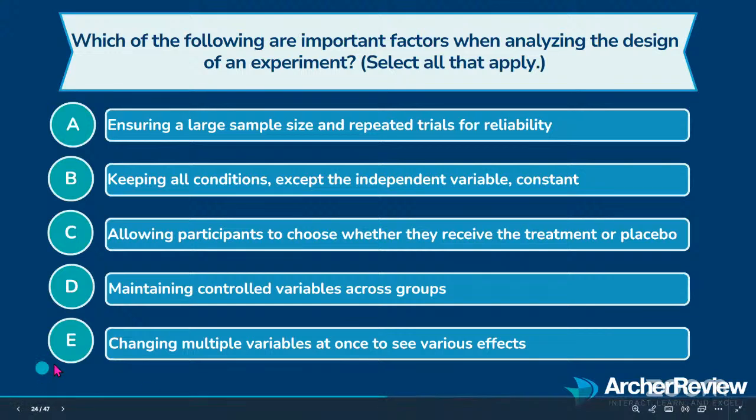All right, and then E, changing multiple variables at once to see various effects. That's just like I've been talking about. If we change more than one variable, we don't know if the outcome is dependent on the medication or the change in diet or the change in exercise or the change in our sleep patterns. And so we have to only change one variable at a time.